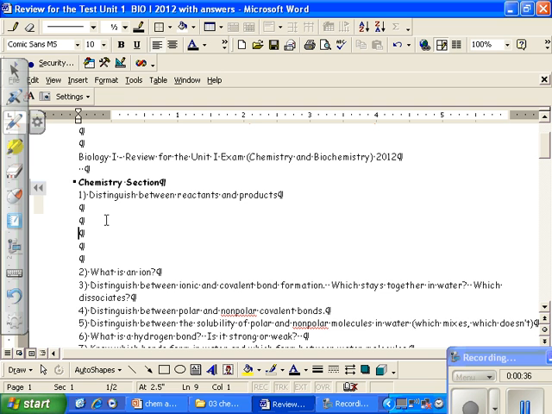Okay, so when you have a chemical reaction, like for example, A plus B gives you C, the things you start with are the reactants.